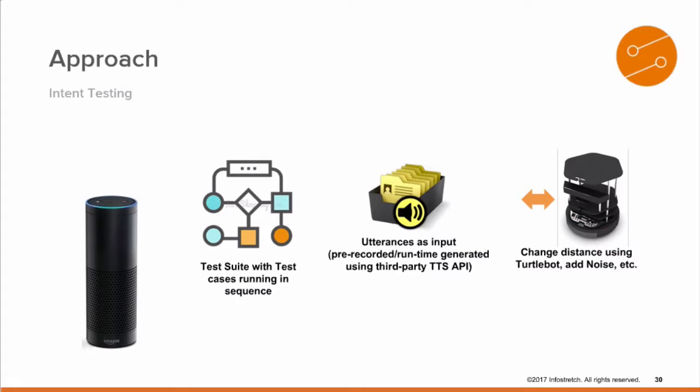And then the last piece is really some kind of a robot environment to affect conditioning. What the robot is really doing, and this one shows an example of TurtleBot, is you use it for changing distance from the actual Echo in this particular case. You use it to add different kinds of noise interferences. And so you are creating a very real-time, real-life conditioned environment where your voice bot is being tested.